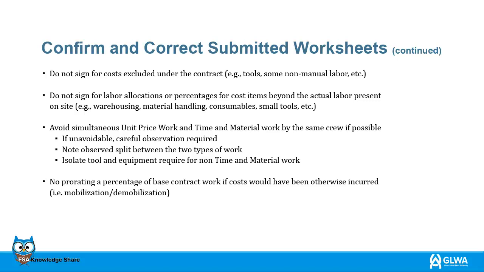Avoid any concurrent unit price work and time and materials work by the same crew. If it is not avoidable, then careful observation must be required. Make a note of the split between the two types of work. Isolate and note the tools and equipment required for non-time and materials work. No prorating a percentage of base contract work if costs would have been otherwise incurred. For example, mobilization, demobilization.